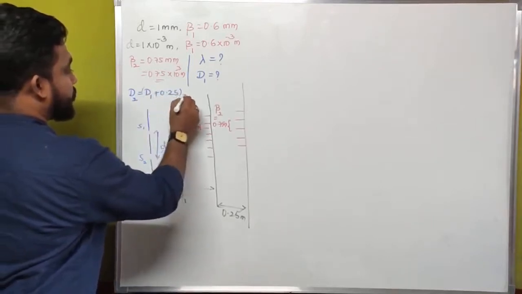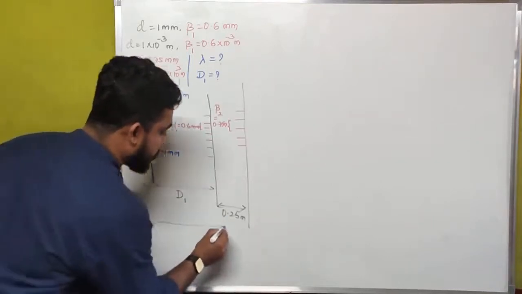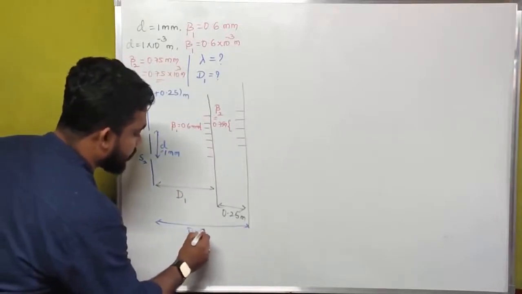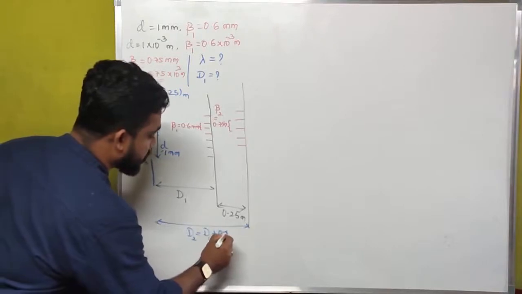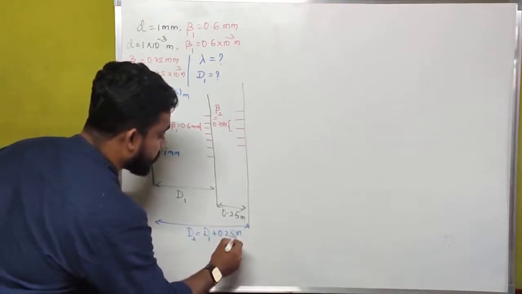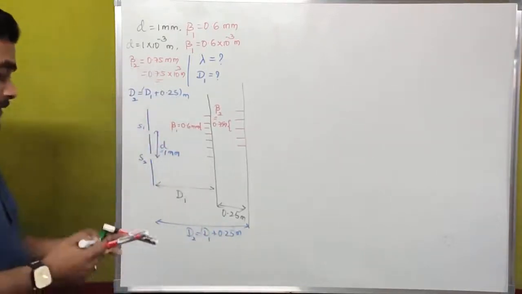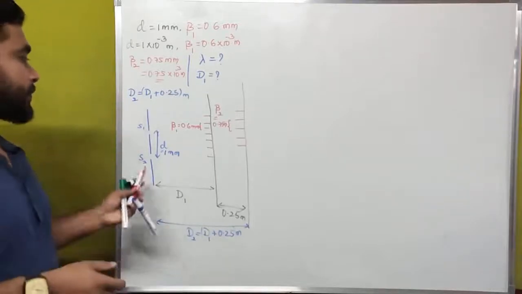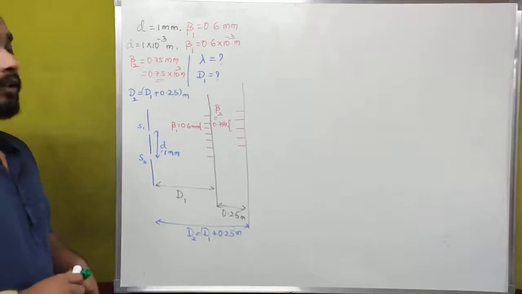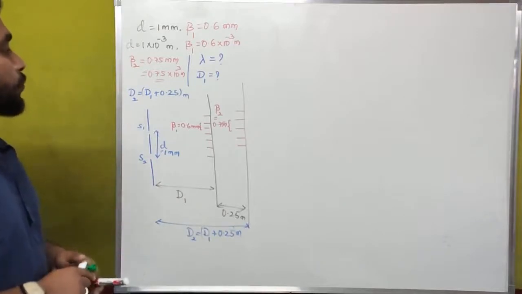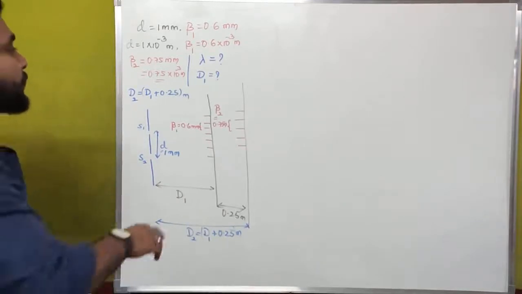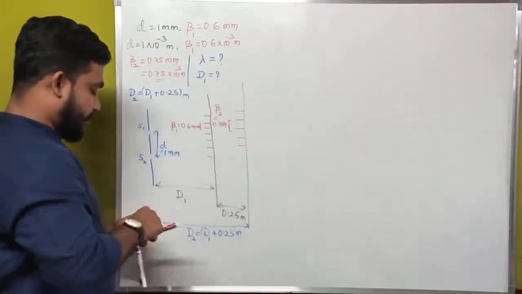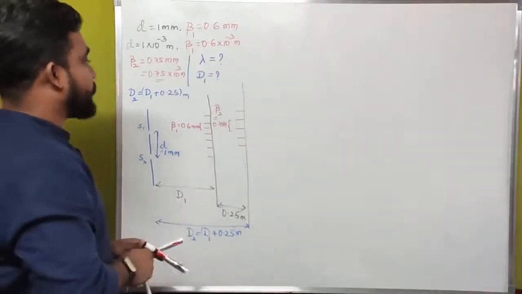d1 plus 0.25 here. This is the change in distance, that is our second distance. d2 is equal to d1 plus 0.25 meter. This is actually our new distance from the slits of a wave. Next, what we have to find out is the value of the wavelength of the wave. In this problem, what we have to find out is the wavelength of a wave.